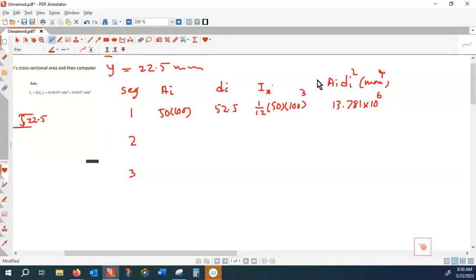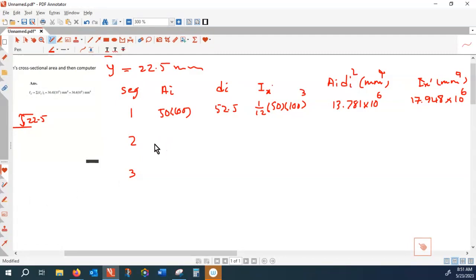So if I just calculate that Ix prime, including the unit here, which is millimeter to the power of 4, that is 17.948 multiplied by 10 to the power of 6. That is for the first shape. We have to do the same for the second shape.